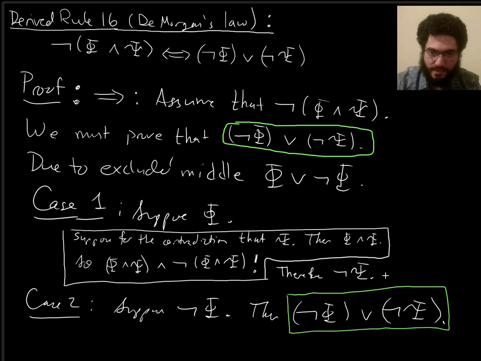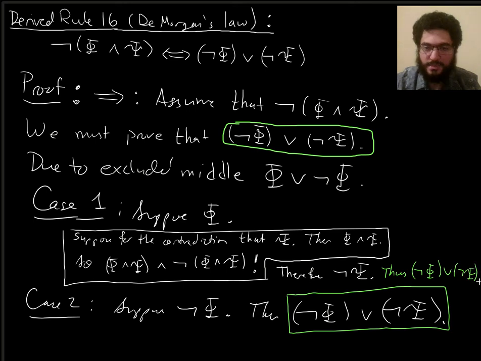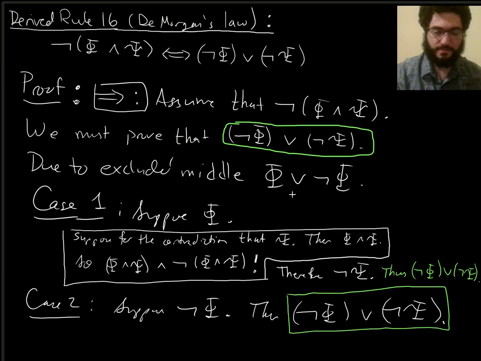I should say at the end, since I've now proven not happy, I'm either not tall or I'm not happy. Thus, not phi or not psi. Okay, so now you can see case 1 ends with the thing I need, case 2 ends with the thing I need, so I'm done with this part of the proof here. So that's half the proof. Let's work on the other half.